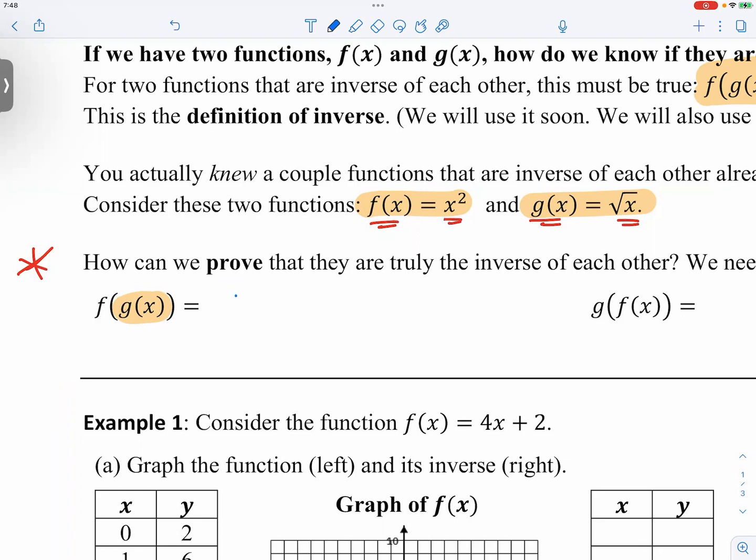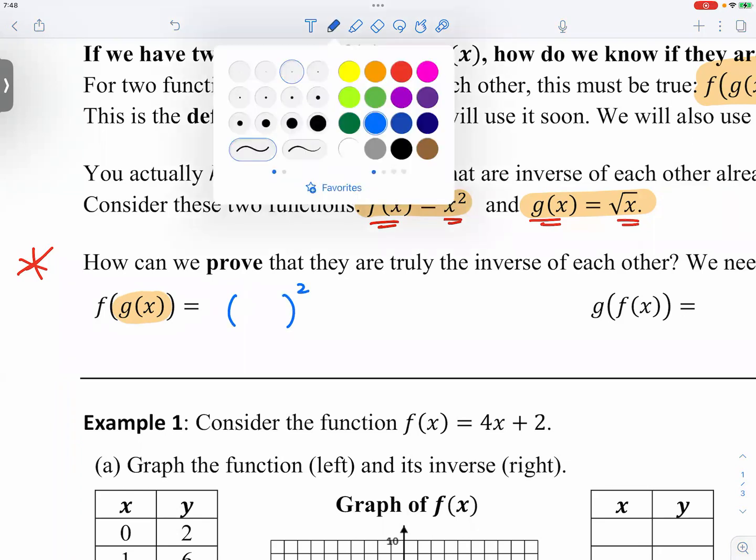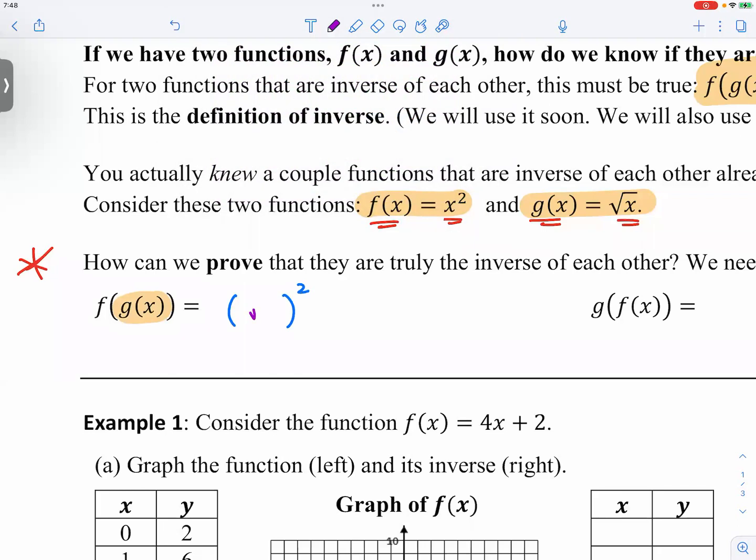When we do f of g of x, that means f is on the outside, and g of x is on the inside. This is the g of x. We put the g of x into f of x. And you look at this and say, oh yeah, you have a square root of x inside, and then you have a square on the outside. They cancel each other out, so you have just x remaining.